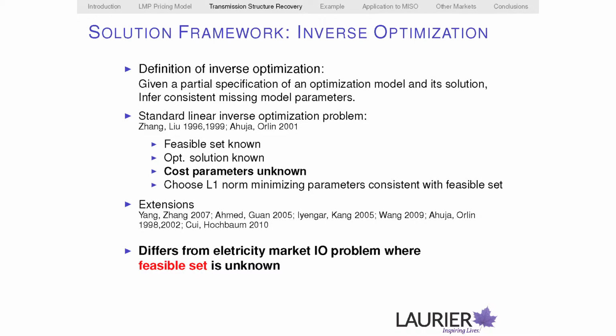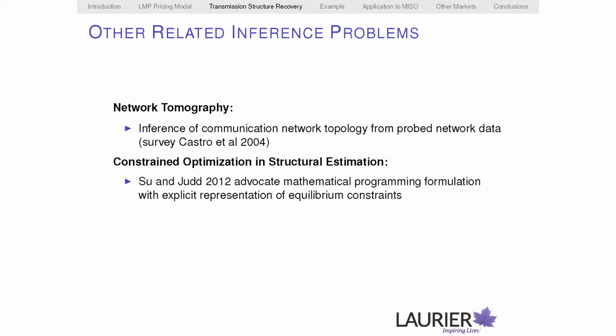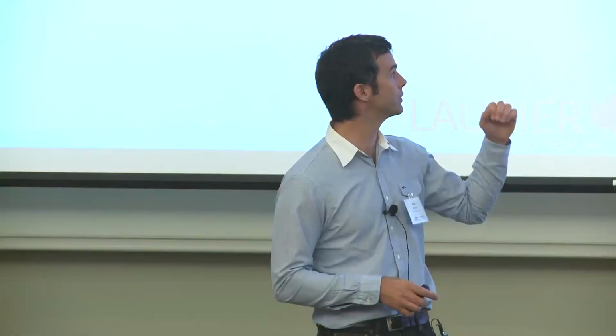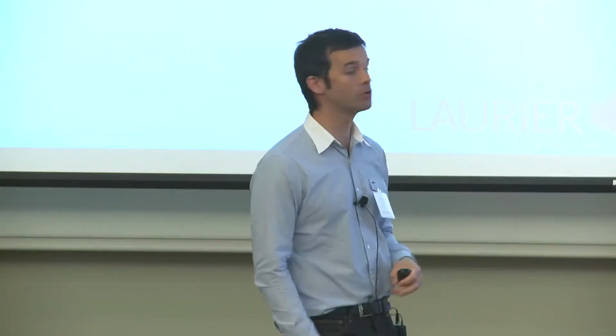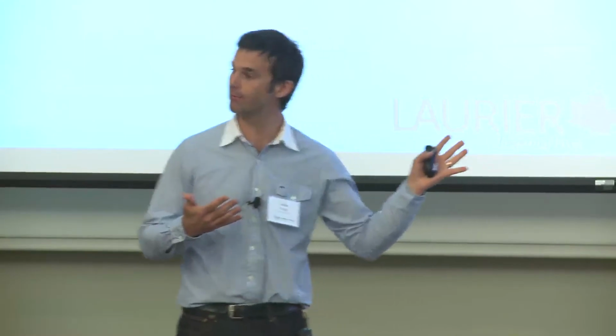There's some overlap with other inference in networks. Won't go through this in detail, but people are trying to understand network topology from outcomes. There's also some overlap with the use of constrained optimization in other structural estimation problems. And Che-Lin Su, who's here, with Ken Judd, advocate it as a much more efficient mechanism than other algorithms, to take advantage of mathematical programming software and explicitly represent equilibrium constraints in a mathematical program.